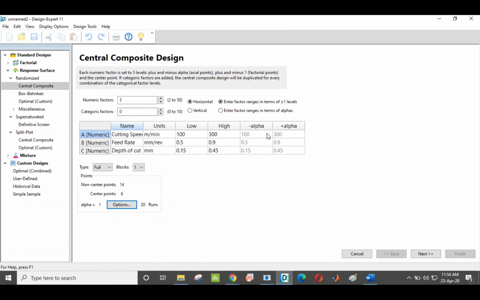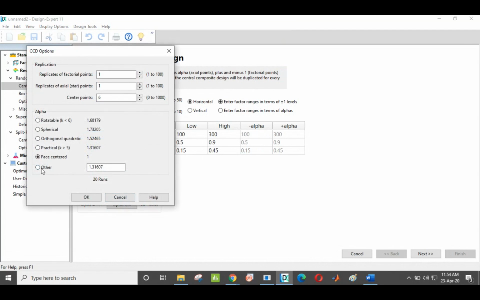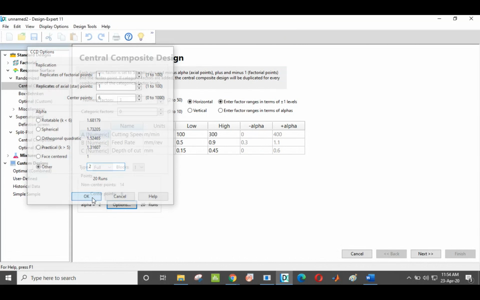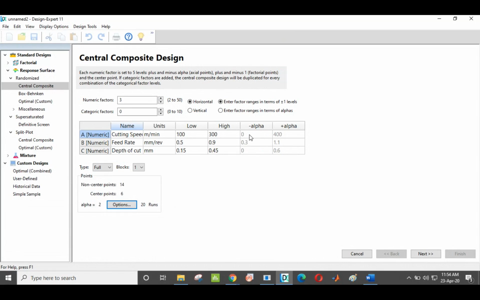If I want to increase the level values, what do I have to do? I have to go with other alpha values, say 2. Give it as 2. Then what is my lowest value? My lowest value is 0 and the highest value is 400. So the middle value is 200. I have given the level values as low 100 and high 300, and the middle value of 200 will be automatically taken.